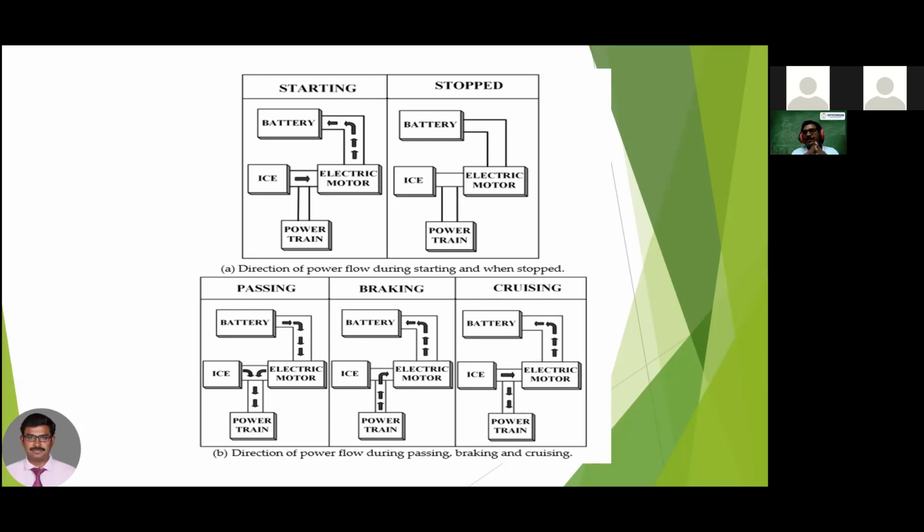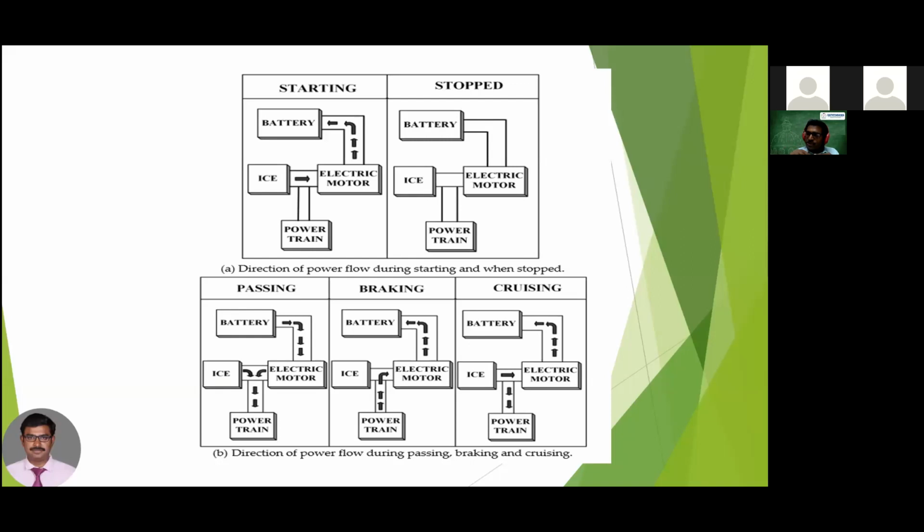Next, braking mode. At the time of braking, power is taken from the driven wheel and converted into electrical power with the help of the electric motor. Here, the electric motor is working as an electrical generator and is charging the battery. So the battery is charged in two ways: one at the time of start, and the other at the time of applying the brake.